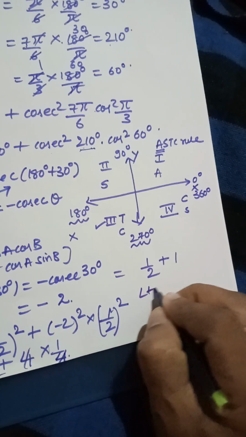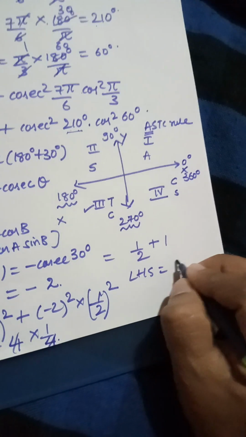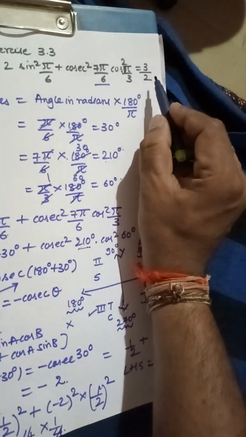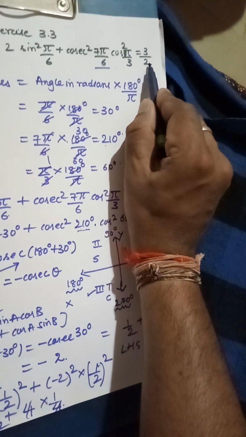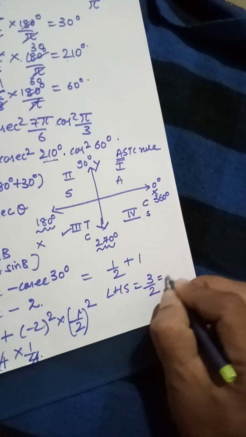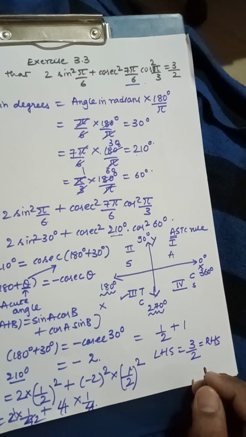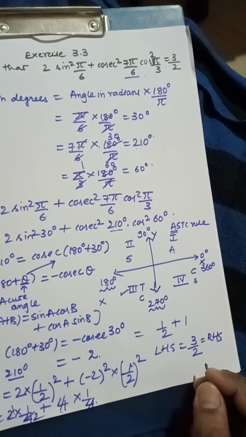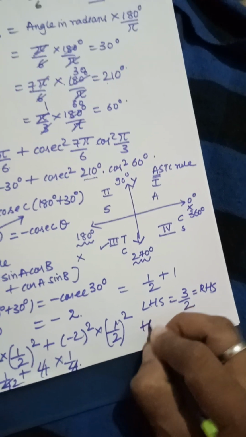So what will the LHS be equal to? LHS will be equal to 1 by 2 plus 1, which is nothing but 3 by 2. Now what is the thing we need to prove here? We have to prove this is equal to 3 by 2. What is there in the RHS? In the RHS also we have 3 by 2. So I'll write it is equal to RHS. In this way, we can prove that 2 sine square pi by 6 plus cosecant square 7 pi by 6 into cos square pi by 3 is equal to 3 by 2. So we can write hence proved.